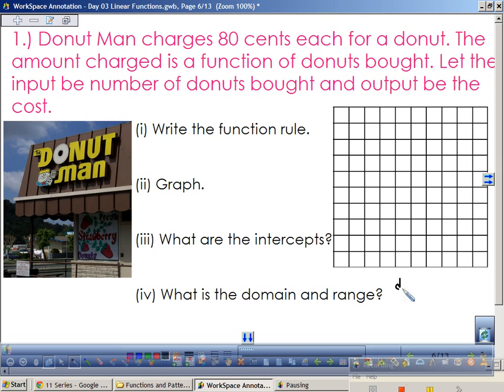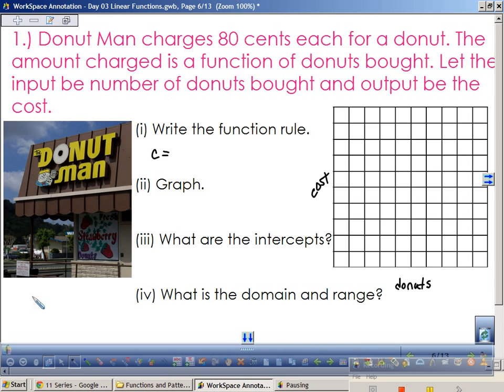So this is going to be the donuts. And this is going to be the cost. Yeah? Put cost. All right, you guys, how good are you? Think we can do this? What would the function rule be? We usually start with y equals, right? So what would we start with this time? Not y equals, but c equals. C equals what?